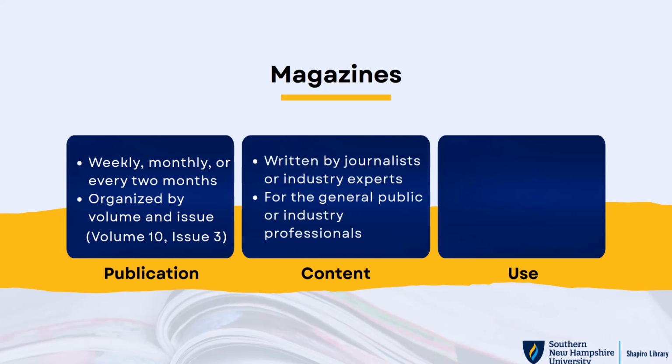Some magazines, like Time magazine, are written by journalists for a popular audience, and others, like Advertising Age, are considered trade magazines as they are industry-specific and are written by industry professionals. Magazines are good for background information, trends, and commentary, but they are not considered scholarly sources.